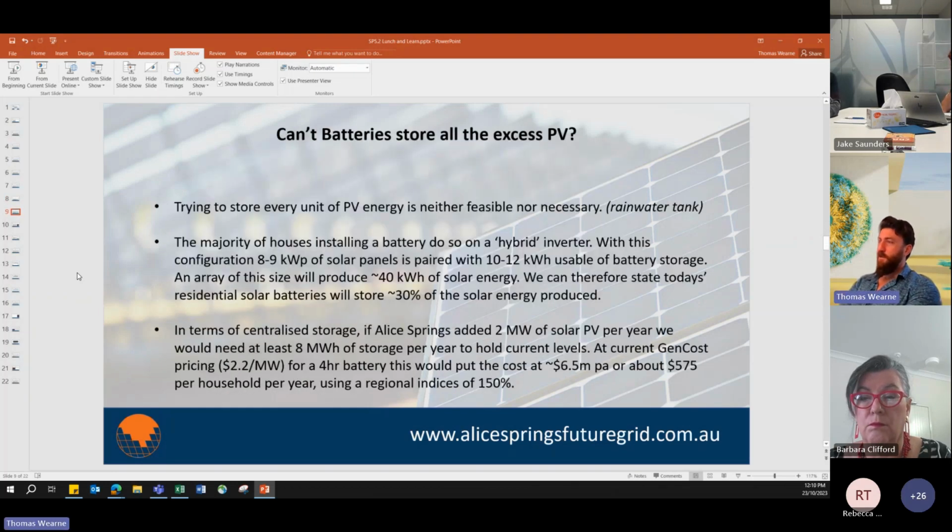There is a view that you could just keep installing batteries endlessly to resolve the issue. I can go into it if people want to at the end about why that's not really feasible or necessary. But for the moment, let's just assume everybody understands that the control of solar is necessary and the right approach.